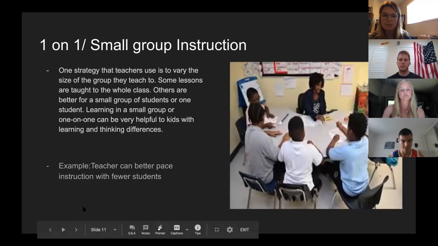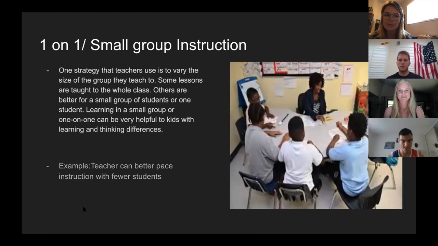So, next one. Okay, one-on-one and small group instruction. This is a strategy that teachers can use where what you're doing is varying the size of the group you're teaching to. So maybe if you have a classroom with a roster of 30 kids, depending on your resources, what you have available in the class, what you're teaching, you can break up the size of the class, okay?